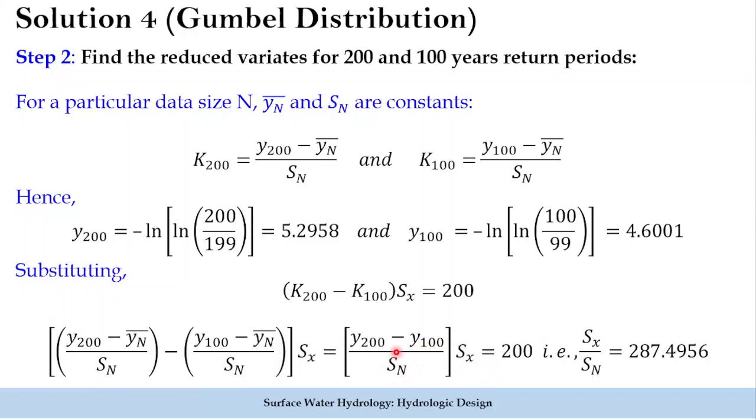So here we now know the values of y200 and y100, and we also know 200 here. Rearranging this equation leads to the value of the ratio sx by sn, which is 287.4956. So this is what we have obtained: the ratio of the standard deviation around x and the standard deviation around y in step 2.